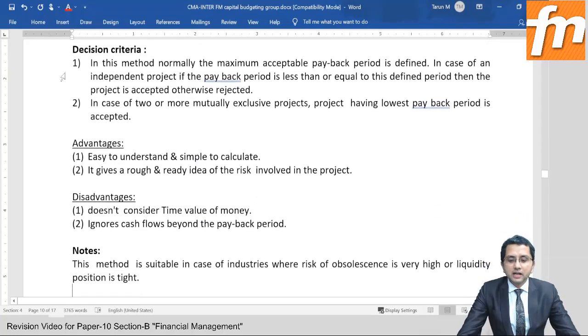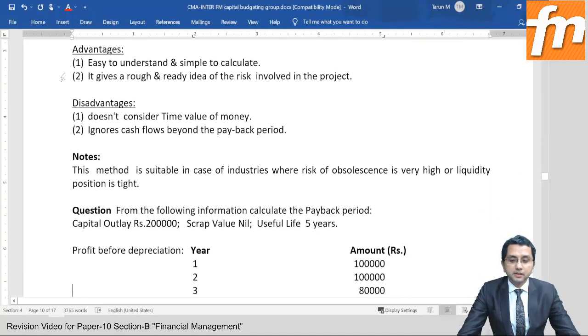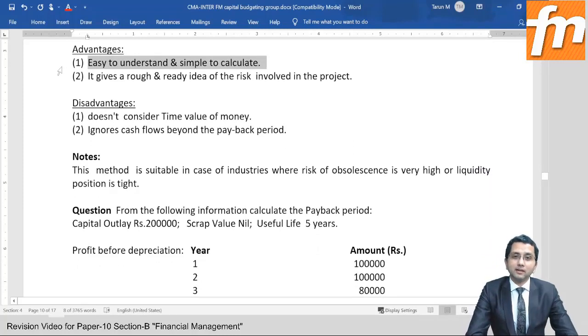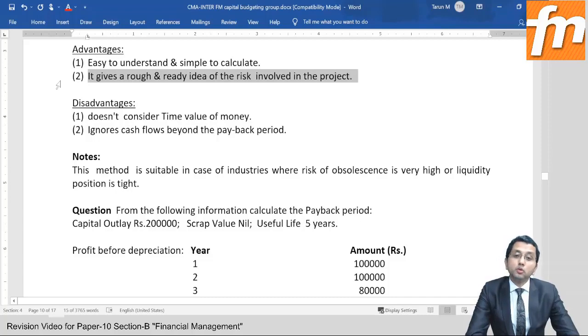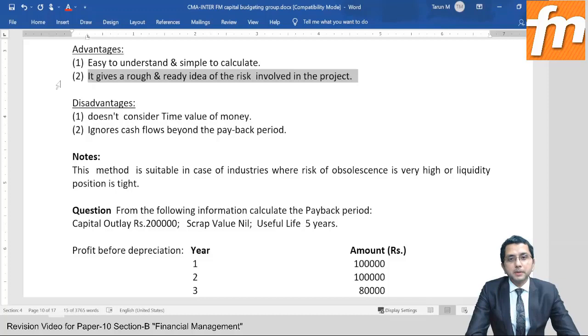Now, there are several advantages of the payback period method. Number one, this is easy to understand and simple to calculate. You must have observed that it is the simplest method in this capital budgeting chapter. It also gives you a ready and rough idea about the risk of the project. Shorter the payback period, lower the risk. Longer the payback period, higher the risk.